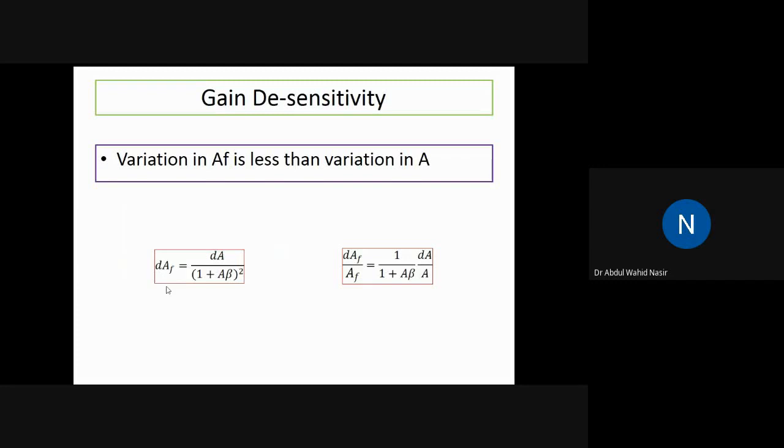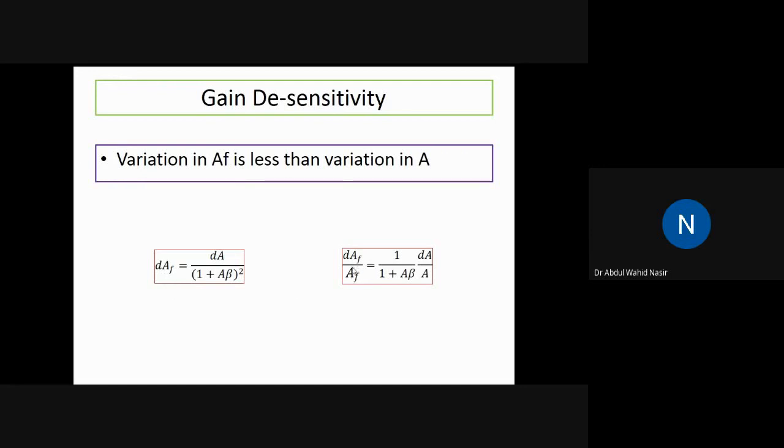You can also know this. For example, we know that AF is equal to A by 1 plus A beta. Now, if you differentiate, dAF, both left hand side and right hand side, then what will you have? You will have dAF is equal to dA by (1 plus A beta) squared. Now divide the dAF by AF. So what is AF? AF is equal to A by 1 plus A beta.